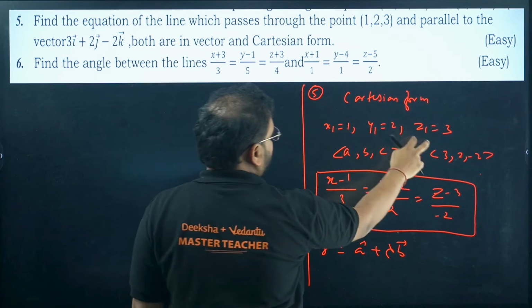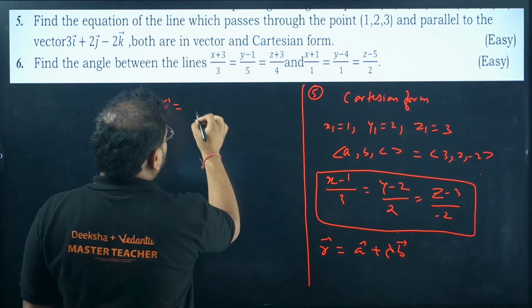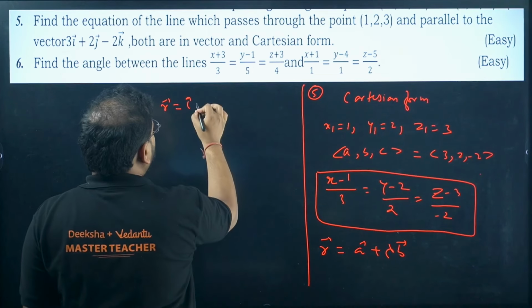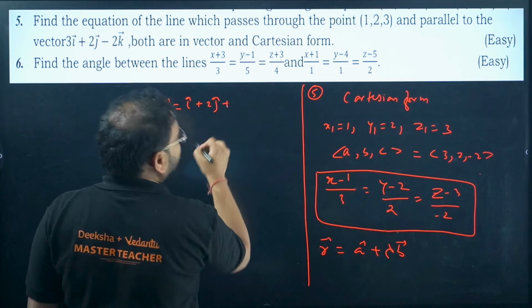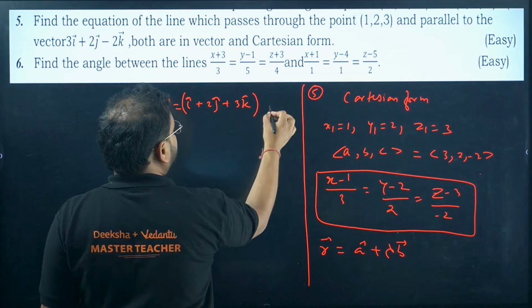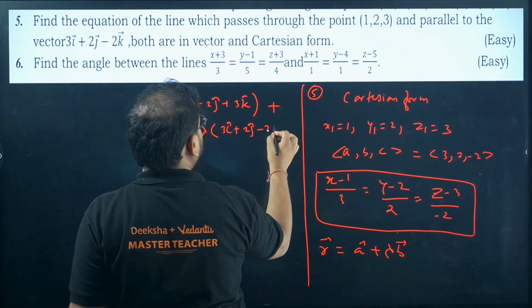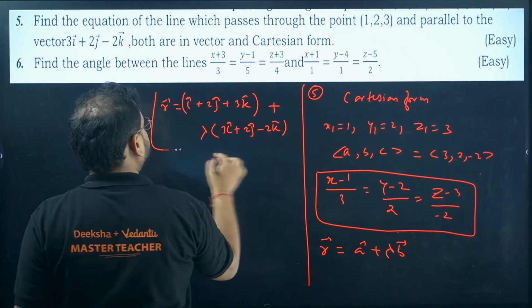Using x1, y1, z1, vector r becomes vector a, so i cap plus 2j cap plus 3k cap, plus lambda times the vector b, which is 3i cap plus 2j cap minus 2k cap. This is the vector form.